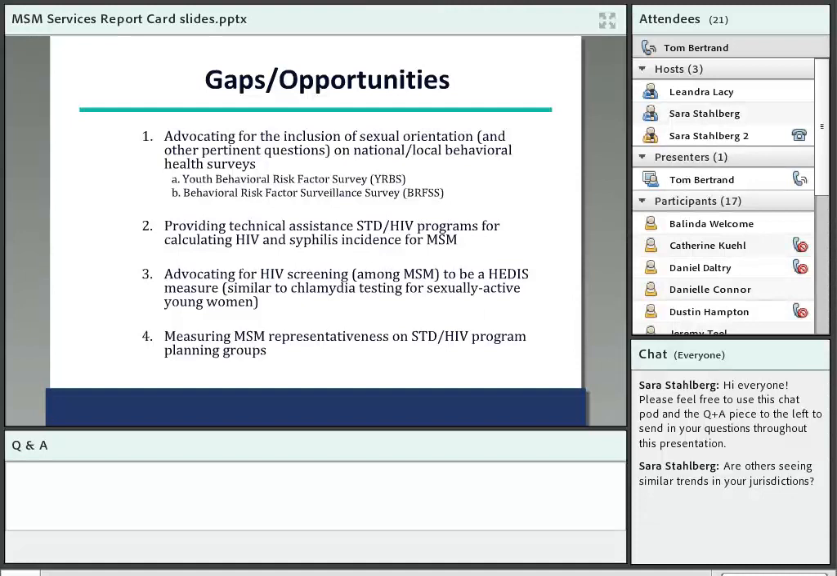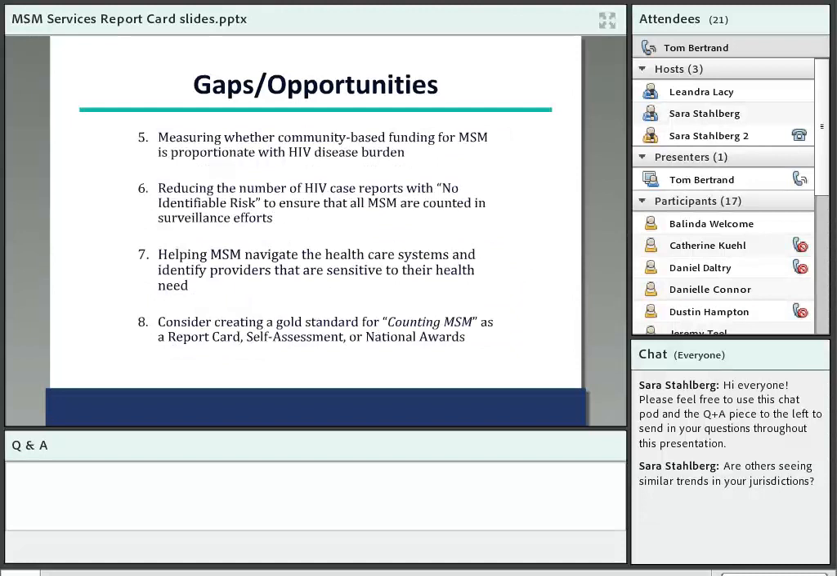Advocating for HIV screening among MSM to be a HEDIS measure, similar to chlamydia testing for sexually active young women. I thought it might be an opportunity to motivate health plans to prioritize gay men as a group that should be screened and have this be a national measure, and perhaps be part of a pay-for-performance program. Measuring the MSM representativeness on HIV and STD program planning groups I thought was important. At least in Rhode Island, I felt MSM were severely underrepresented.